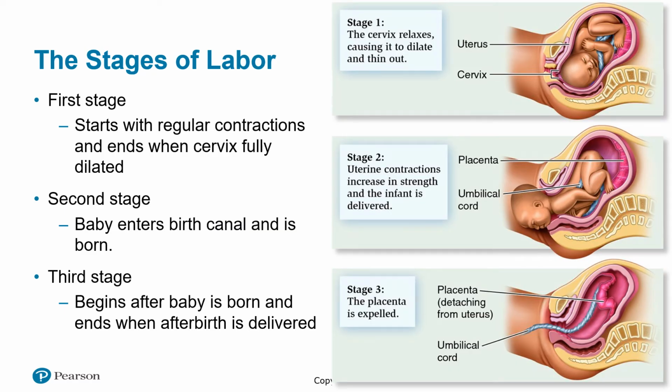Labor and delivery. We have 3 stages of labor. The first stage starts with regular contractions and ends when the cervix is fully dilated to that 10. The second stage is when the baby enters the birth canal and is born. The third stage begins after the baby is born and ends when the afterbirth is delivered.